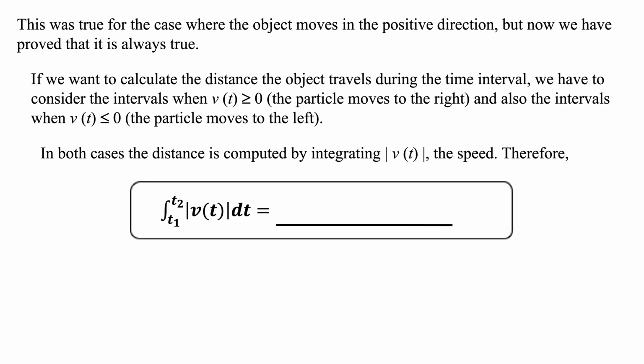it is always true. If we want to calculate the distance, this is different now. The distance has to be a positive value. For the distance the object travels during the time interval, we have to consider the intervals when v of t is greater than 0, say moving to the right, and also the intervals when v of t is less than or equal to 0, which is moving to the left. In both cases, the distance is computed by integrating the absolute value of v of t, the speed.